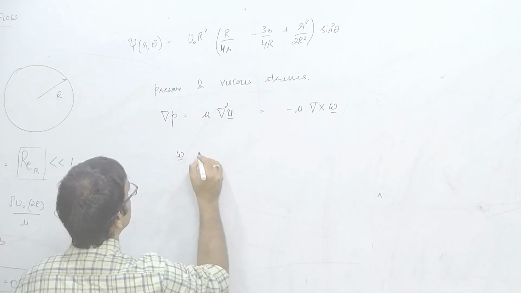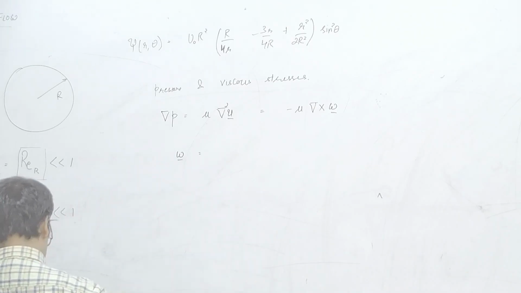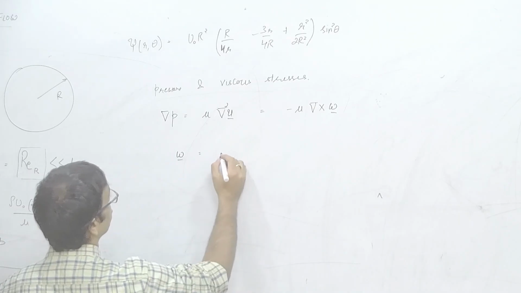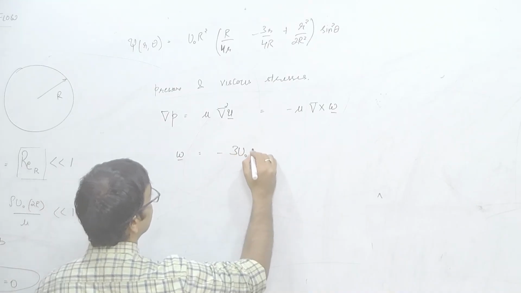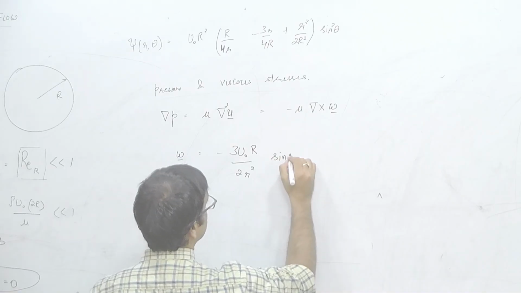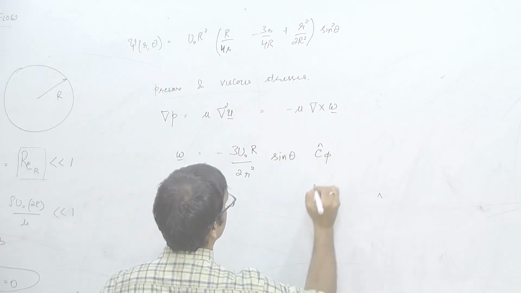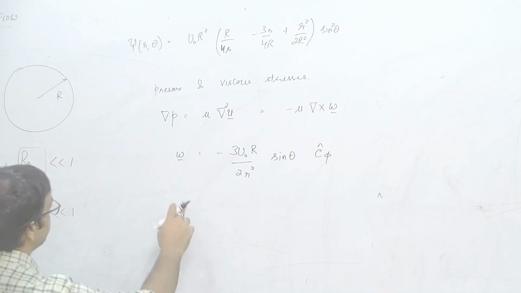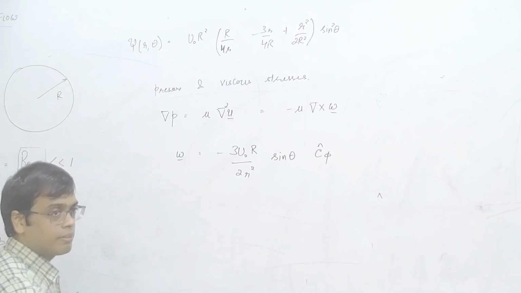We had also computed the vorticity, and that came out to be minus 3 u naught capital R by 2 r square sine theta e hat phi. This is what we had for vorticity.